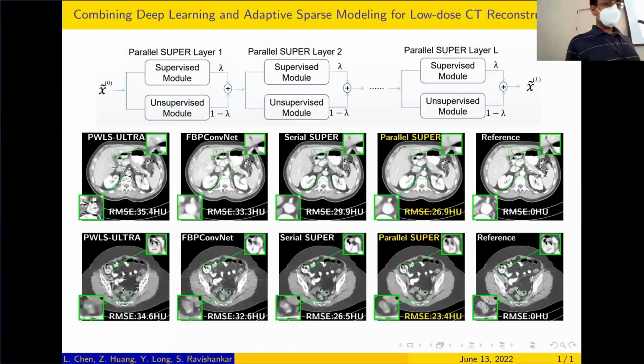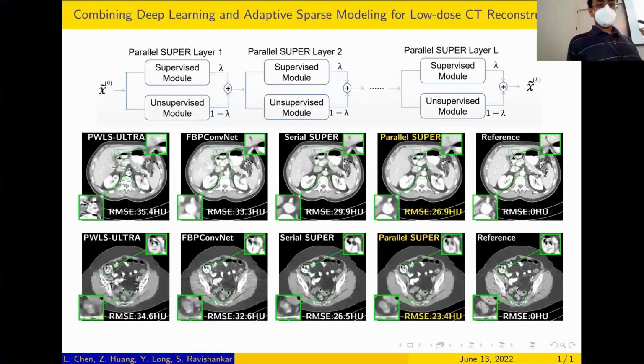This is work with my postdoc and collaborators, and we were interested in studying if there are optimal ways to combine image features from deep neural networks and also from traditional model-based iterative reconstruction to improve image quality in low-dose CT.